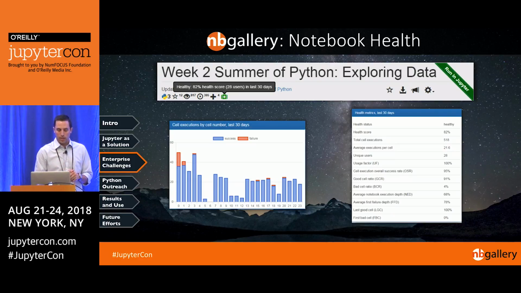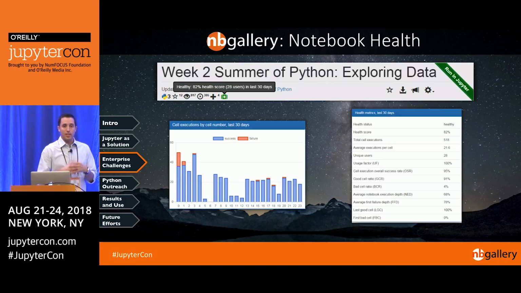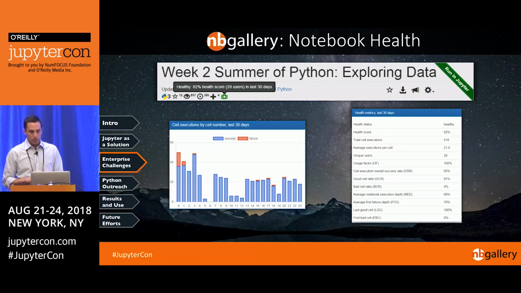And if you were to click that icon, then you get a detailed breakdown of the execution status of that notebook over the last 30 days, where this graph is showing you a cell-by-cell breakdown of all the executions we've observed for that notebook. And some of the challenges we have, given the diverse use cases that we see for notebooks, is that we need to take into account notebooks that might have intentionally failing cells because they're part of an education class that is meant to show you an exception.